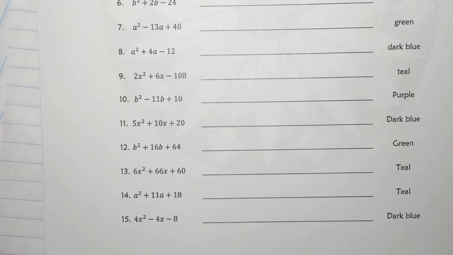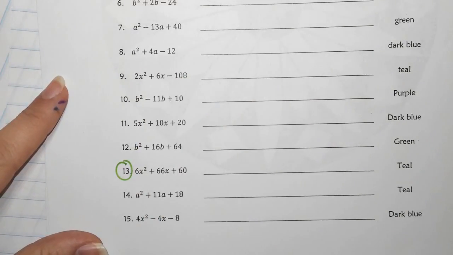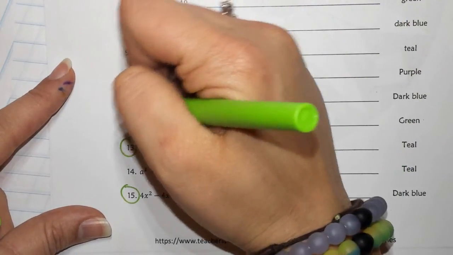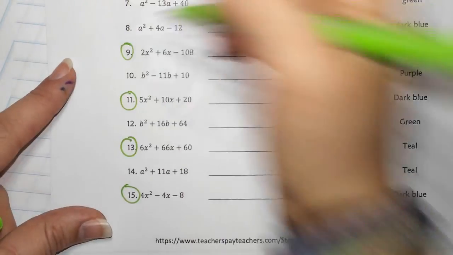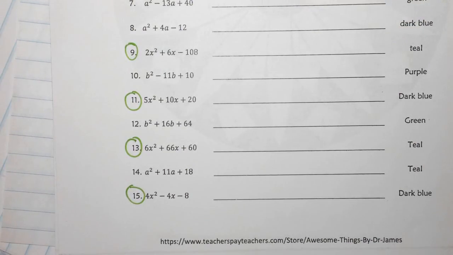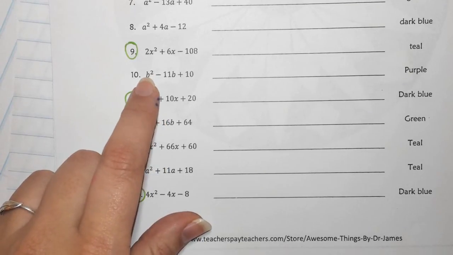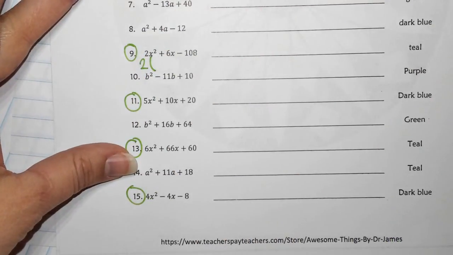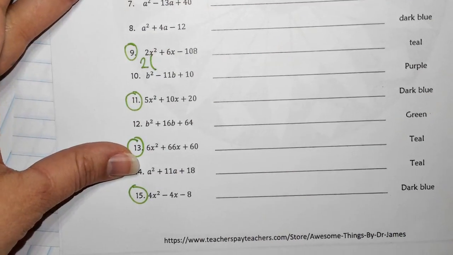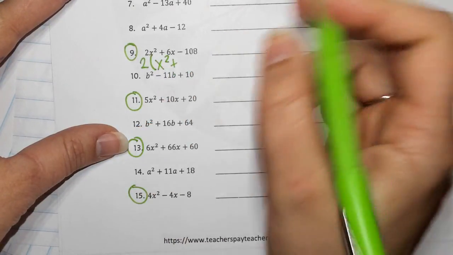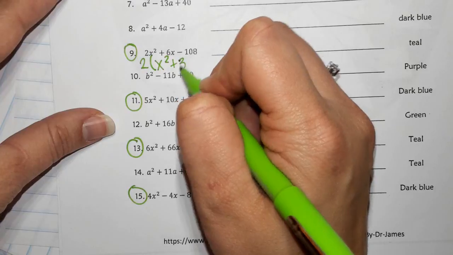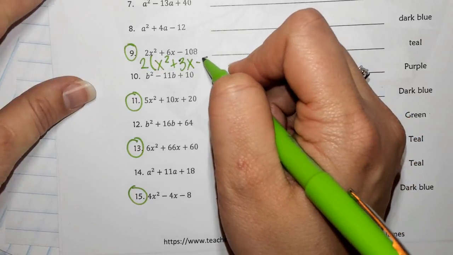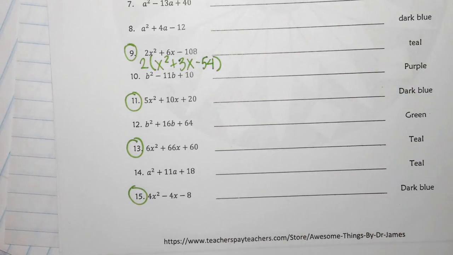13, okay. Which else? 15, yeah, you got to find the GCF first. And 11 and 9. Now remember, we are only factoring problems that have a 1 as our leading coefficient. For this, let's factor out a 2. If I divide everything by 2, what's 2x squared divided by 2? What's 6x divided by 2? And what's 108 divided by 2? 54. Then you factor it from there.